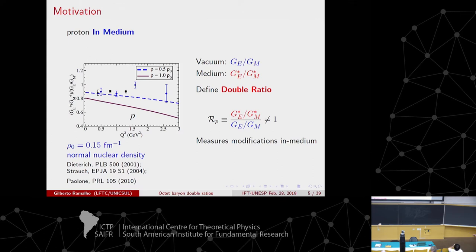Some experimental results are presented here, from these papers, and I'm also presenting some calculations. The calculations are performed for two different densities: rho zero, which is normal nuclear density, and half of that value. The interesting thing here is that this double ratio is smaller than one, in both the theory and the experimental data, so we can conclude that there is a suppression of this ratio. From our calculation, we can also see that there is a dependence on the density.